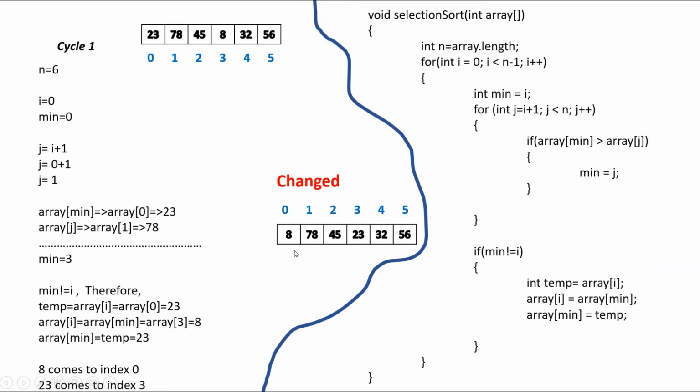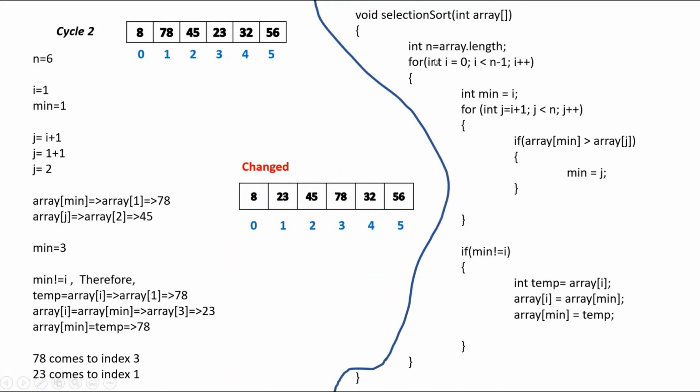If you remember the earlier theory, you will get this. What happened was, we first checked the minimum from the list and swapped it with the first element of the unsorted list. 8 came here, 23 came here. Okay, this is the first cycle. Let's also see the second cycle.